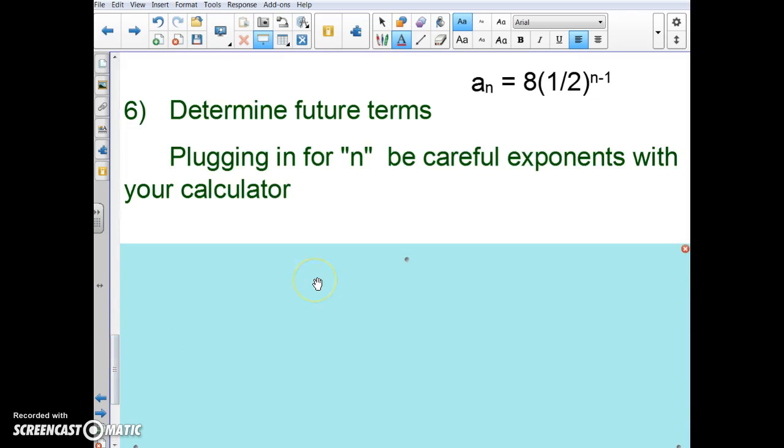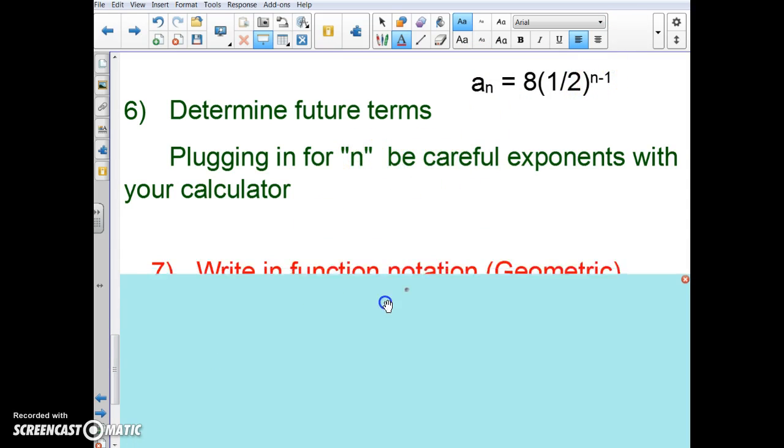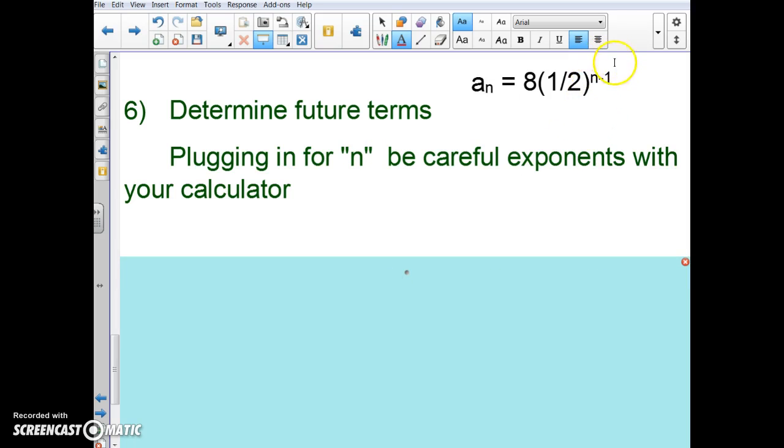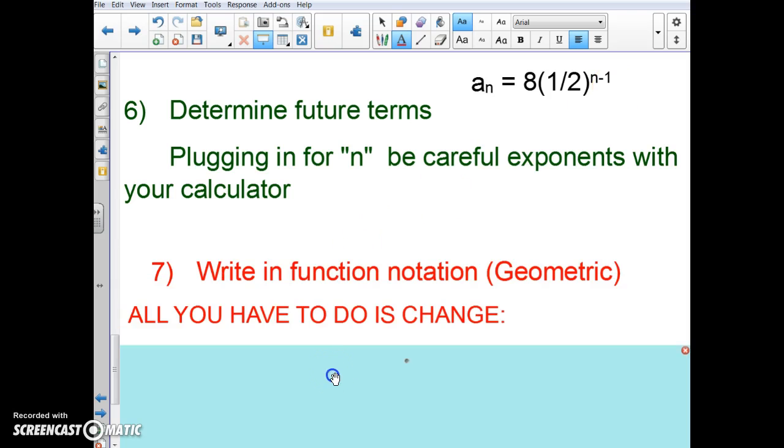All right, so to find future terms with geometric, like the one we just had, once again, you just plug in the number for n that you're given. But be careful with exponents on your calculators. Make sure that when you're entering in this exponent area that you go ahead and do whatever n minus 1 is to save yourself from accidentally pushing some wrong buttons and so on.